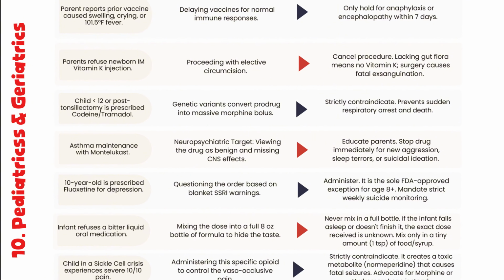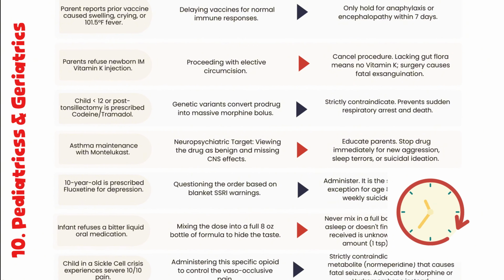A 10-year-old newly started on fluoxetine for depression is not a blanket SSRI contraindication to question. It's actually the sole FDA-approved exception for children age 8 and up, though it comes with mandatory strict weekly suicide monitoring. And if that same monitoring reveals a child giving away favorite belongings and writing goodbye notes, that is an active, imminent signal of self-harm risk, not benign behavior.